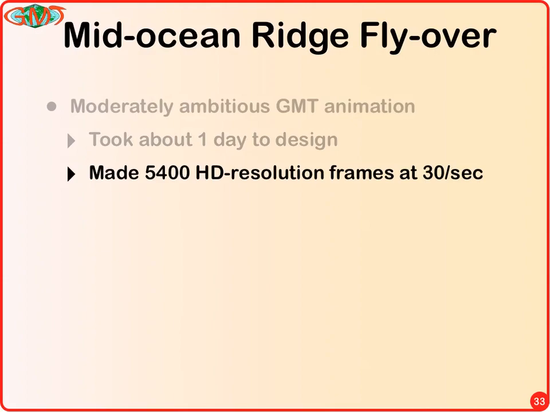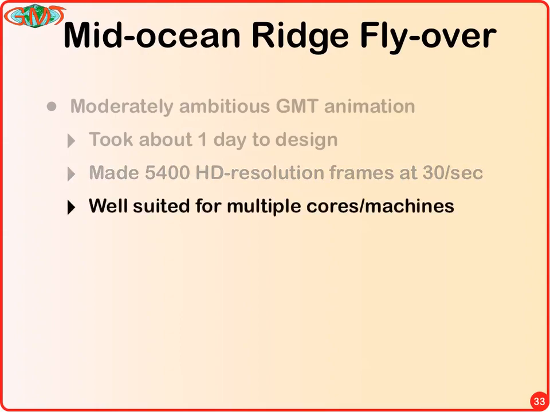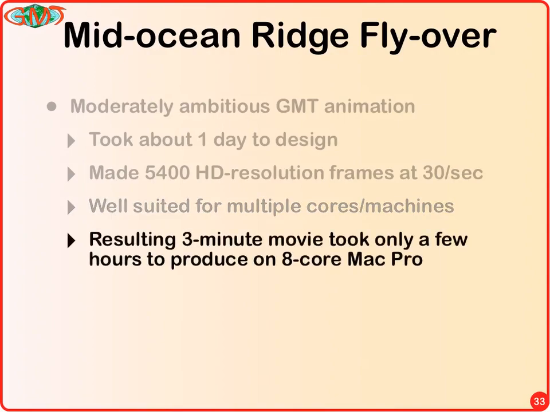So this script made over 5,000 HD resolution frames, again, at 30 per second playback. As I said, this is really well suited for multiple machines and cores. You just split all the jobs into as many machines as you have, and you can cut down the time. It's like stupid parallel. That's how simple it is.